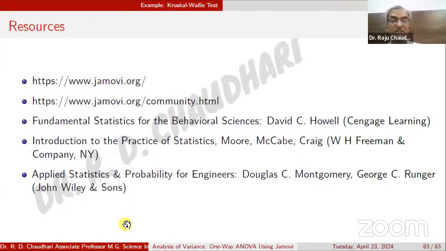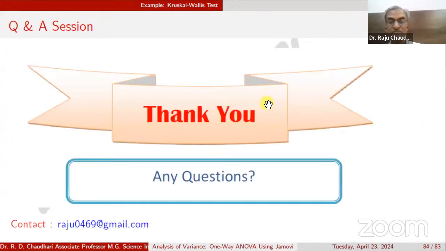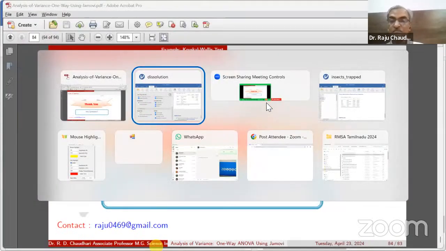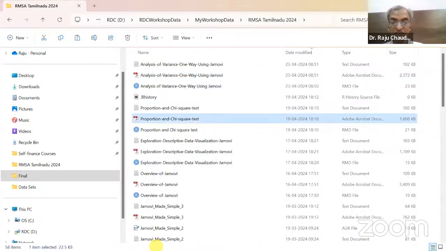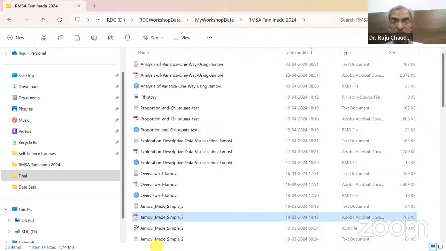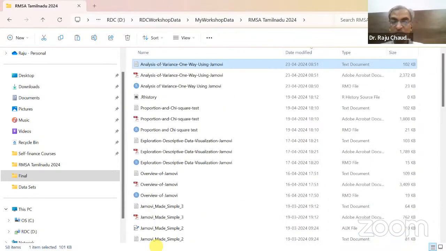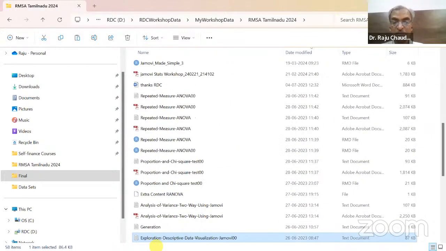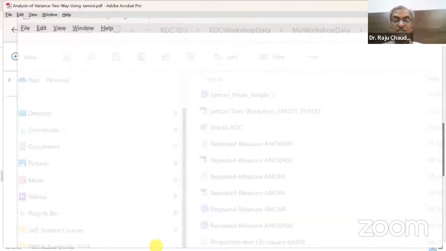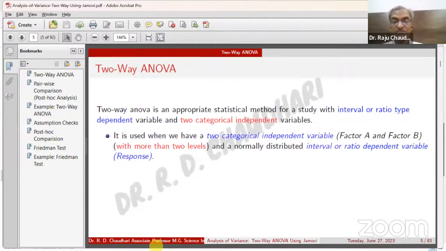But if we have, let me show you a simple example so that you get clarity. Just 1 minute. So that you get an idea of when to use what kind of data for the two-way ANOVA. So this is for the two-way ANOVA.